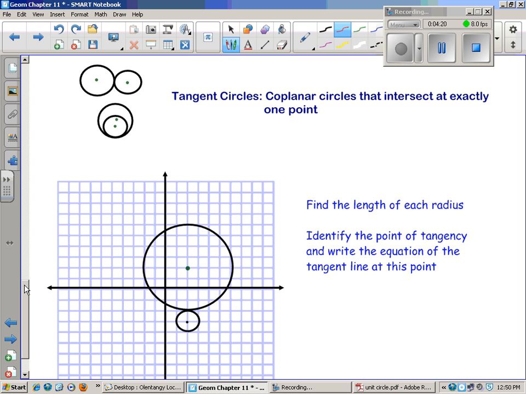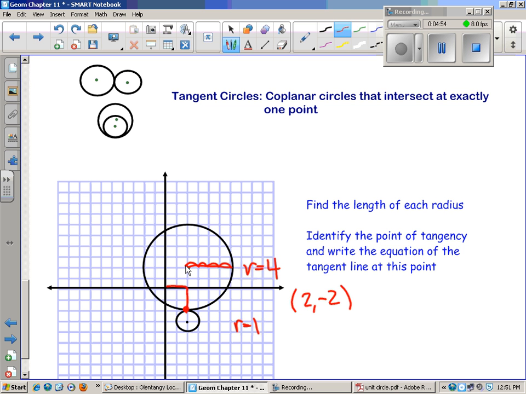So what's the length of the radius of this circle? Yeah, 1, 2, 3, 4. So the radius of this circle is 4. And what's the radius of this one? 1. Okay, they're tangent. That means they touch at one spot. What is their point of tangency? Good, 2, -2. Over 2, down 2. 2, -2.